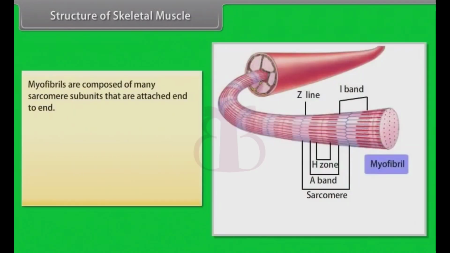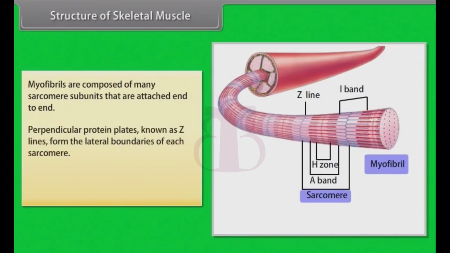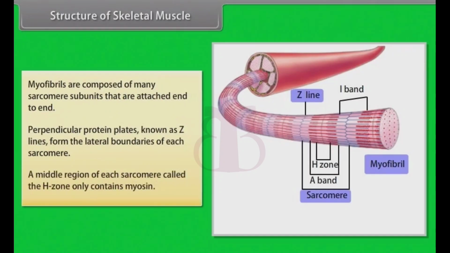Myofibrils are composed of many sarcomere subunits that are attached end to end. Perpendicular protein plates, known as Z lines, form the lateral boundaries of each sarcomere. A middle region of each sarcomere, called the H zone, only contains myosin.